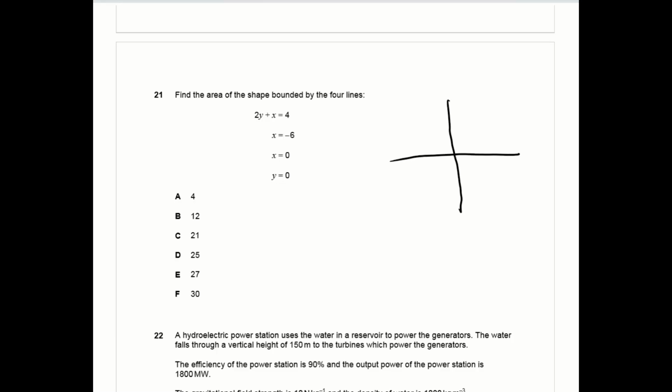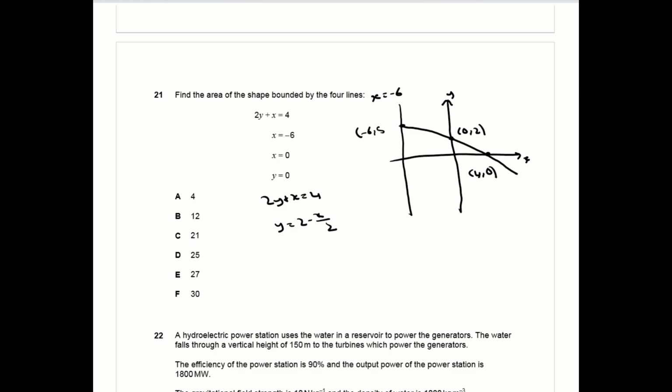So for question 21, you're best off trying to draw the lines on a graph to work out the rough shape of the area you're trying to calculate. In this question, it turns out to be a trapezium, and you can work out the intersection points of the lines to get the required lengths for the trapezium before plugging these lengths into the equation for the area of a trapezium, which is half (a plus b) times height, which gives you the area of 21, which is C.